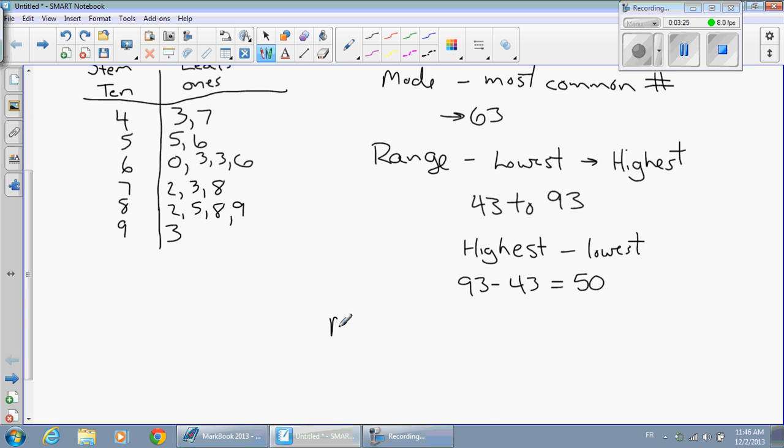The median is the absolute middle value. So the absolute, it helps if you spell absolute right, middle value.